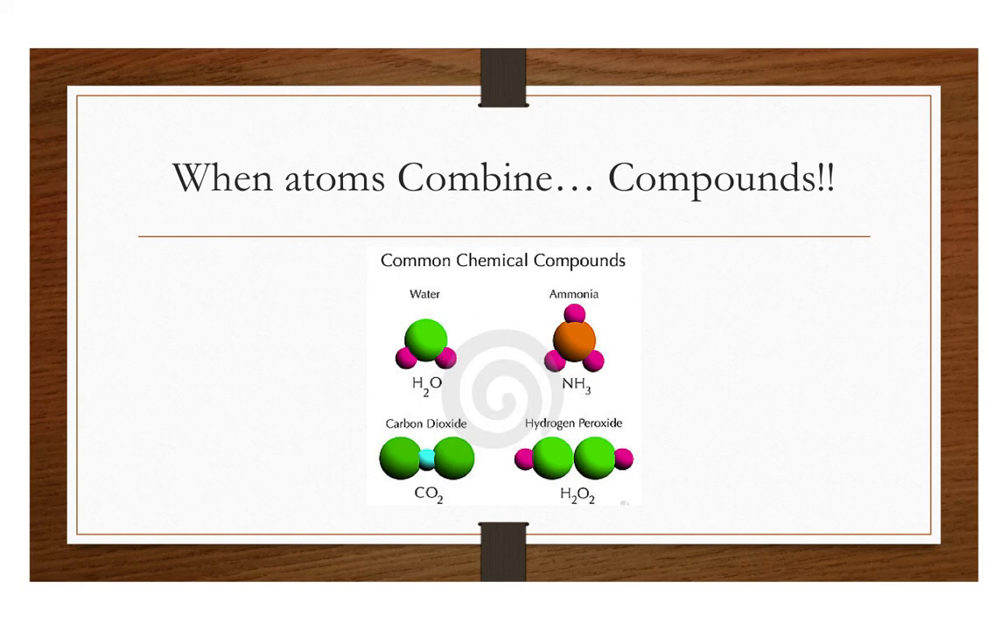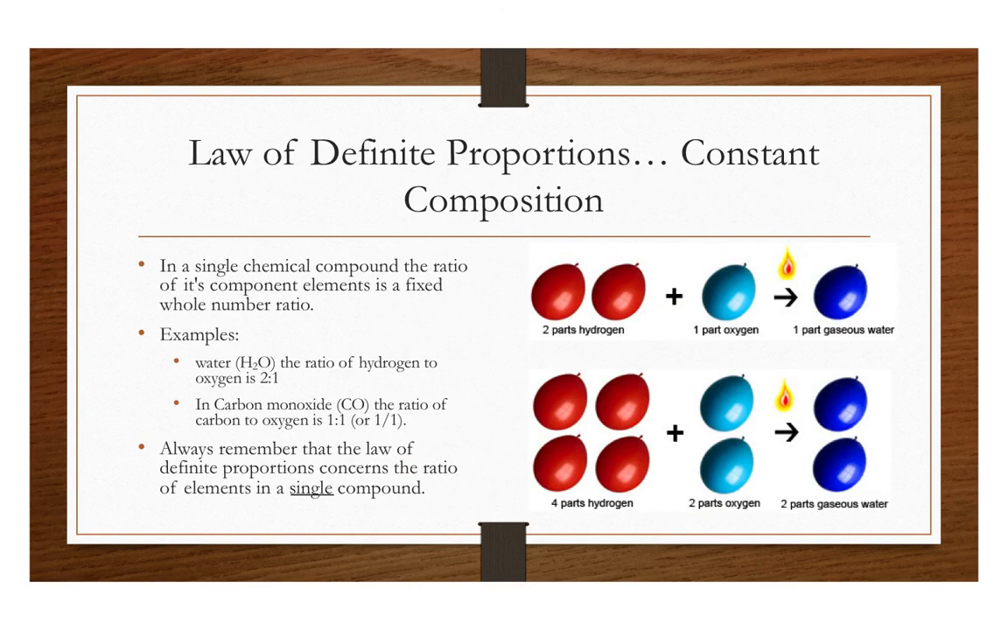All right, so first of all, we just want to talk about compounds. What is a compound? Compounds happen when atoms combine. So again, any substance made out of atoms of different elements becomes a compound. When we talk about compounds and what we know about them, there are a few different chemical laws that come into play. The first one is called the law of definite proportions, or constant composition, which says in a single chemical compound, the ratio of its component elements is a fixed whole number ratio.